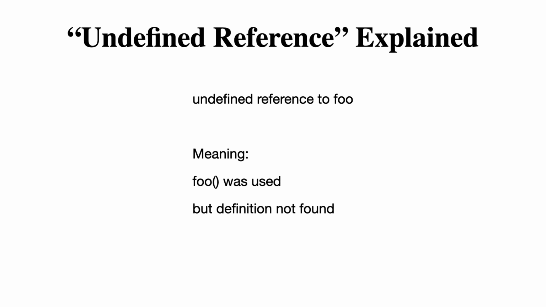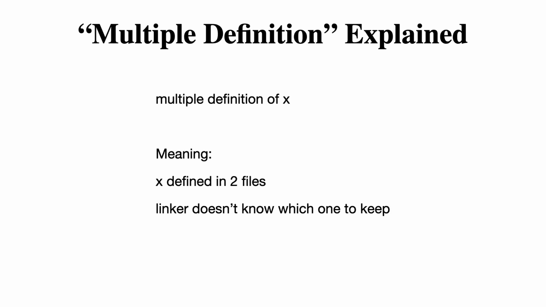Let's have a look at the undefined reference error. It means that you called a function or used a variable, but the linker could not find its definition anywhere. The program is incomplete. Let's see what a multiple definition error is. It means that the same thing was defined twice. This often happens when people accidentally define a global variable in a header file. The linker sees two copies and says, which one is real?